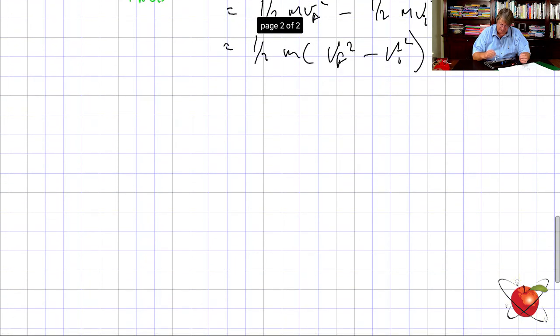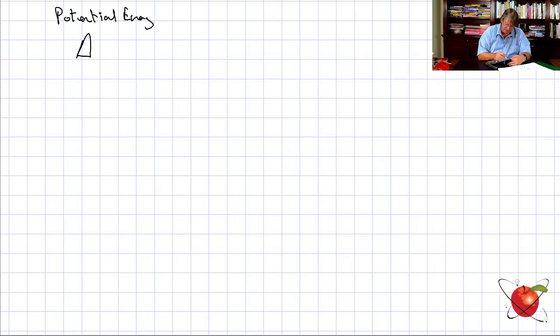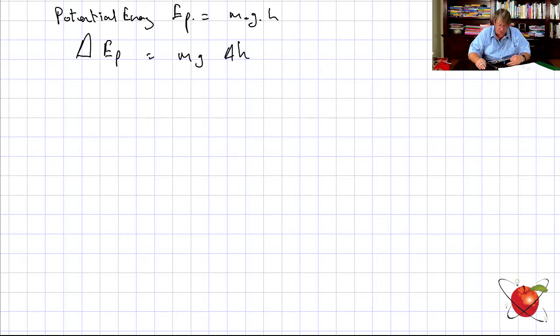All right, now let's just have a look at something. Now I'm going to look at potential energy, also EP, right? And it's equal to what? M times G times H. So change in EP is going to be equal to mg delta H, is it not? All right, correct? Now, let's just have a look at the triangle.